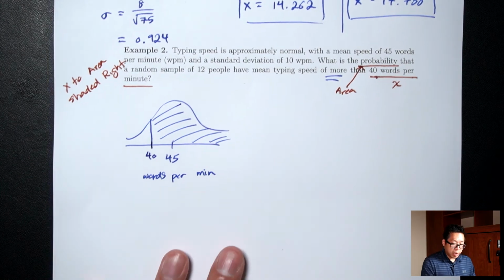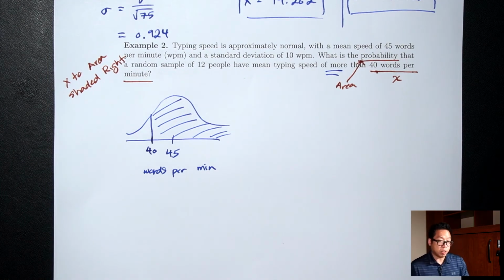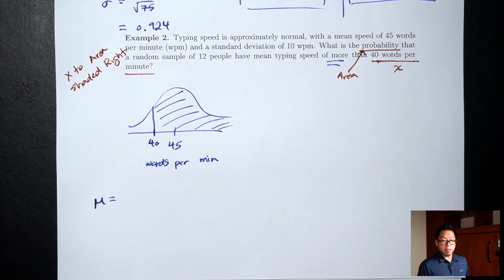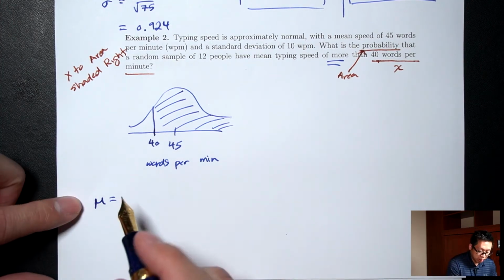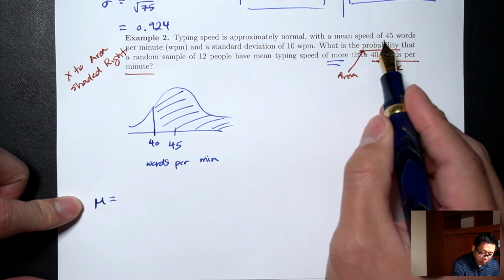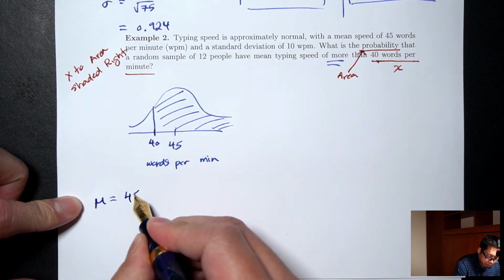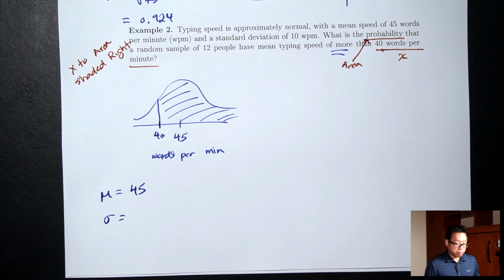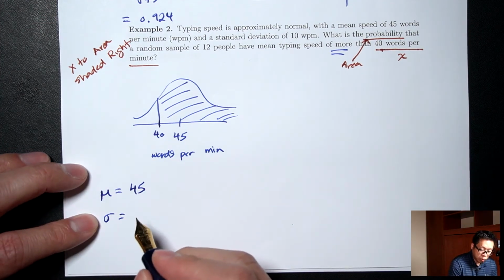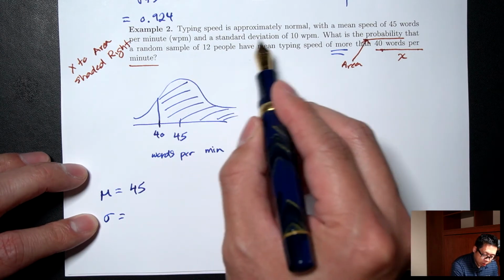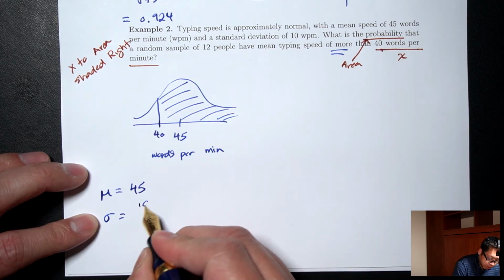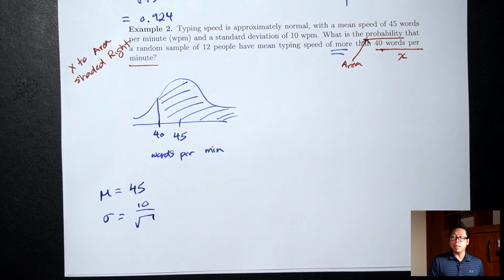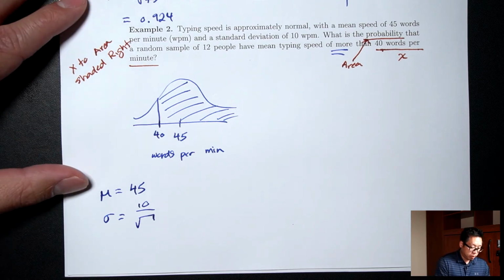Now the one new step today is I'm going to write down the mean and the standard deviation that I'm going to use. So the mean is going to be the same as the mean of the original population. So whatever mean is in the original question. The mean was 45. The standard deviation, I'm going to have to adjust. So standard deviation will be the original standard deviation, 10, divided by the square root of the sample size. So sample size, how many people are we picking here? 12 people.